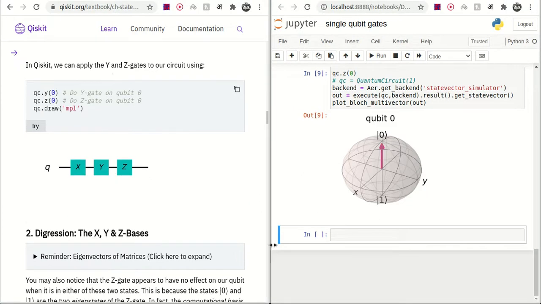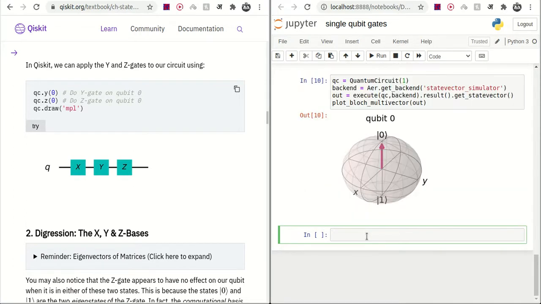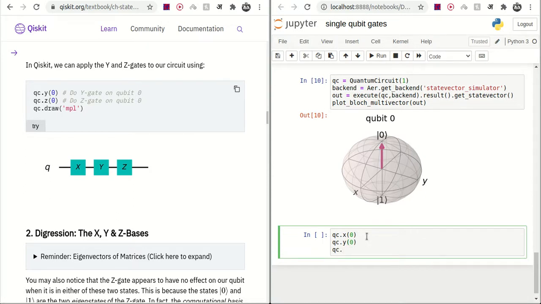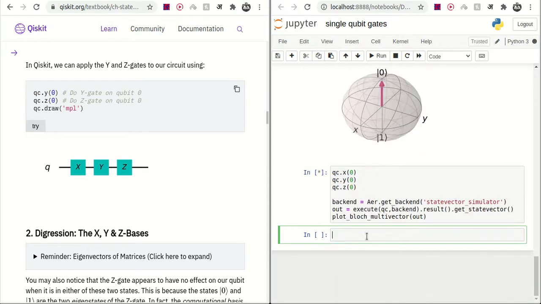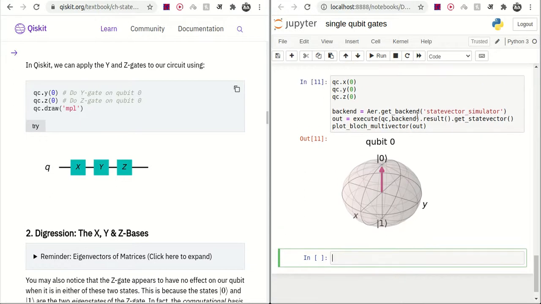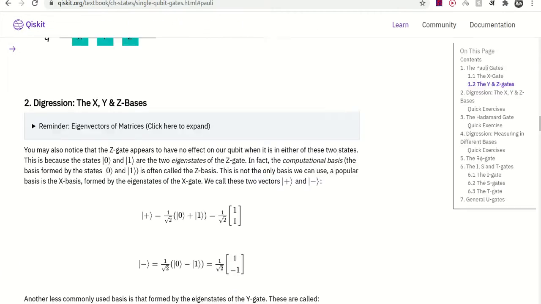Now we try to do it again. This is our initial state. Now we try to implement x 0, then QC dot y 0, then QC dot z 0, and then print our output. So it has come back to the same place. And how did it happen?